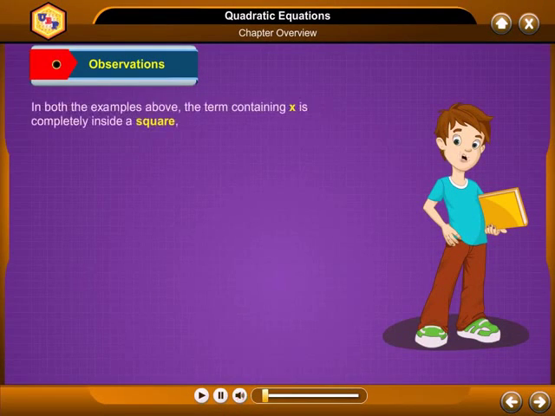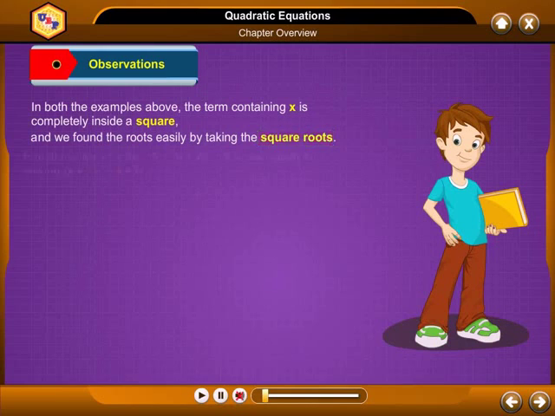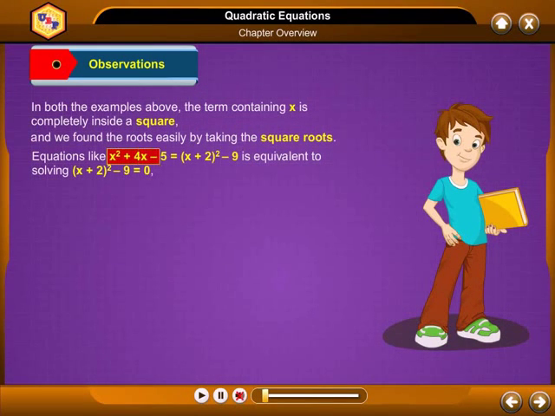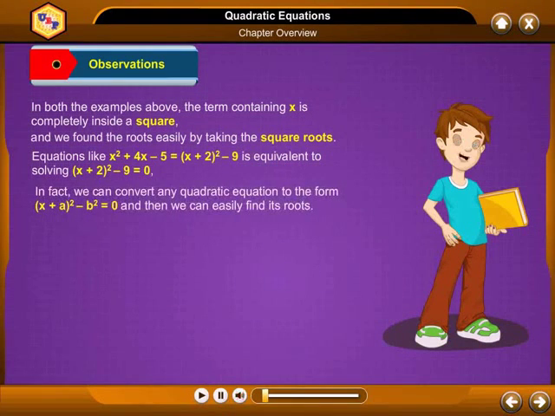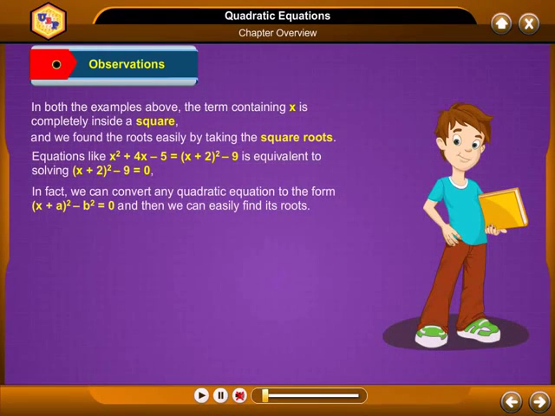Observations. In both the examples above, the term containing x is completely inside a square, and we found the roots easily by taking the square roots. Equations like x² + 4x − 5 = 0 are equivalent to (x + 2)² − 9 = 0. In fact, we can convert any quadratic equation to the form (x + a)² − b = 0, and then we can easily find its roots.